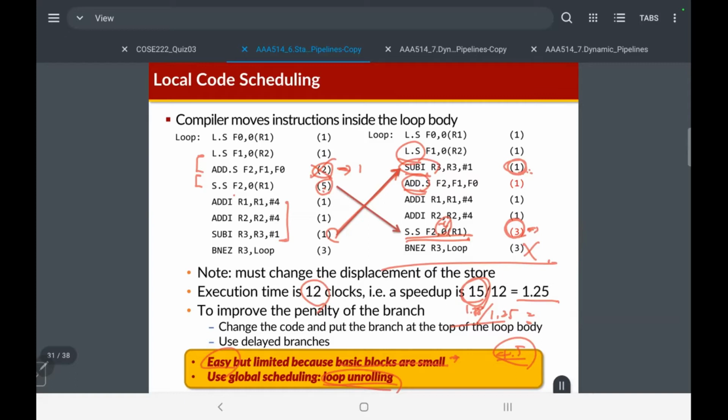reorganize the order of instructions. In this example, we can find that by reordering the instruction order, we can increase the performance. It's a huge improvement actually, 25%. Okay, just about 25% performance improvement, but it's a rare case.